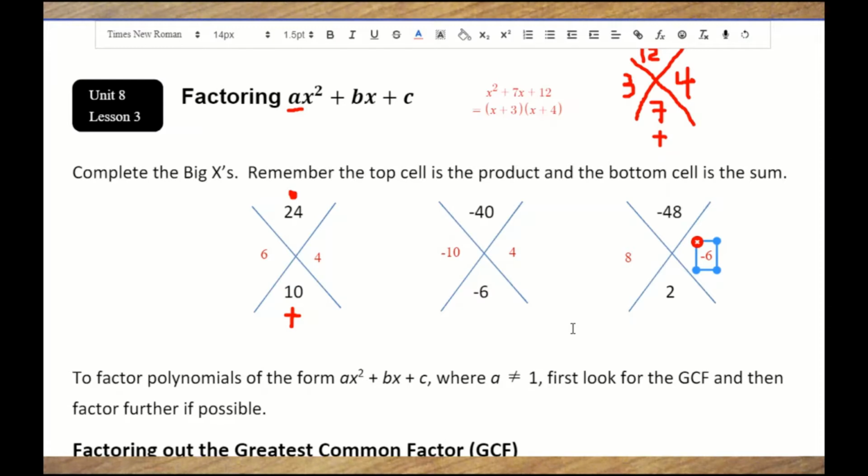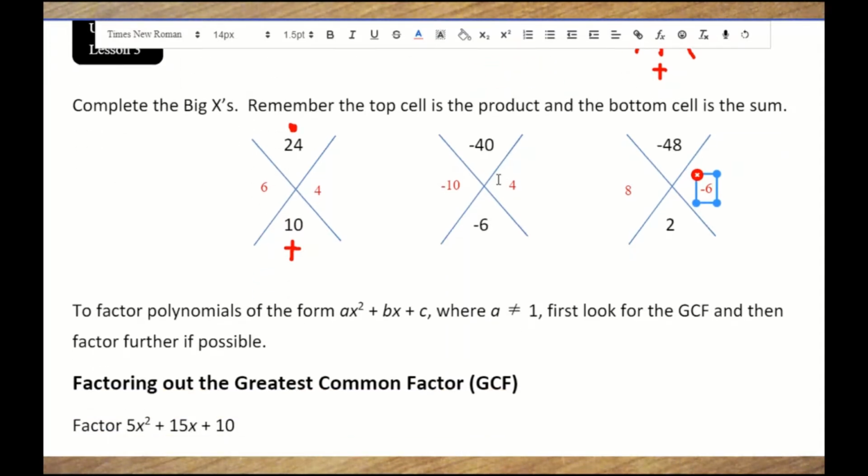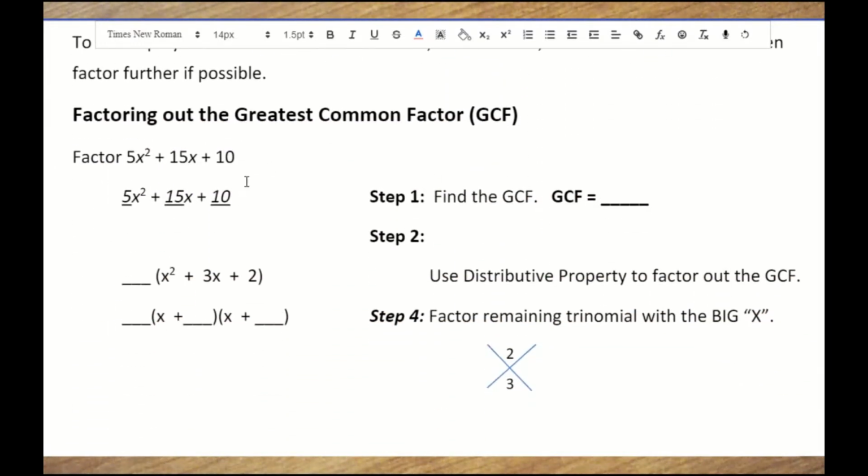We've done a bunch of these. You did a lot of these in the last lesson, but we're going to use this little trick a little differently for when the a value is not 1. When this a value is not 1, there are basically two kinds of problems that you're going to find. The first one is one that has a GCF, a greatest common factor.